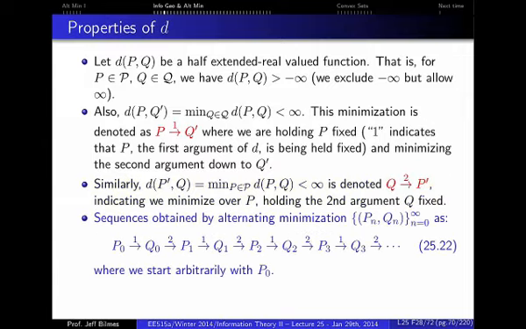With this notation, and I think this was the motivation for doing this, you can write a sequence of alternating minimization in this fashion. We start with a P naught, we optimize over Q, we get Q naught. Then we hold Q naught fixed, the second argument, optimize over the first, and we get P naught, and so on and so forth. This goes on forever, starting arbitrarily with some P naught, say.